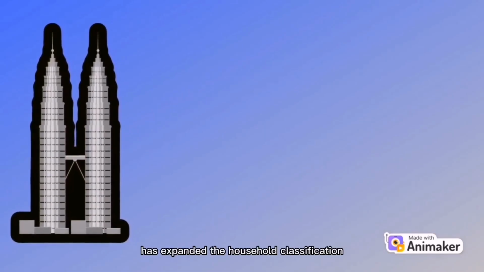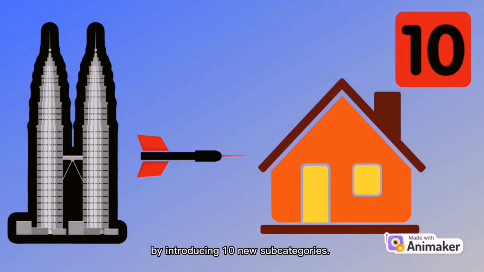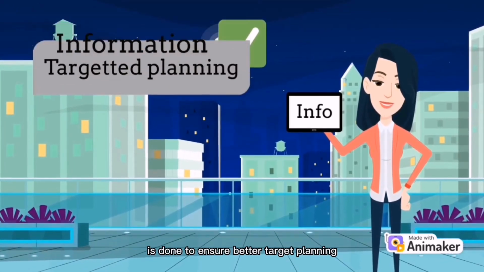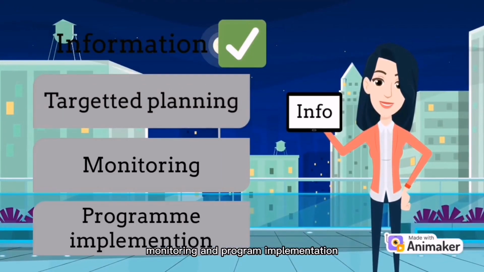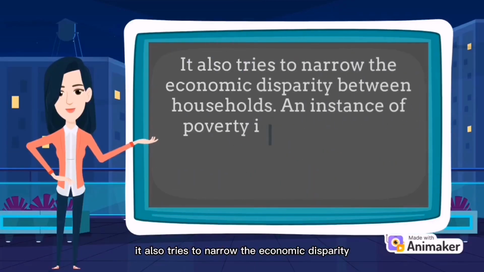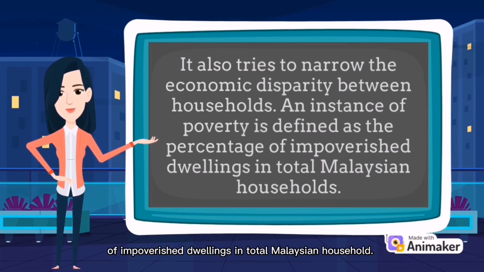The Malaysian government expanded the household classification categories in 2020 by introducing 10 new subcategories. This is done to ensure better target planning, monitoring, and program implementation. It also tries to narrow the economic disparity between households. The incidence of poverty is defined as the percentage of impoverished dwellings in total Malaysian households.